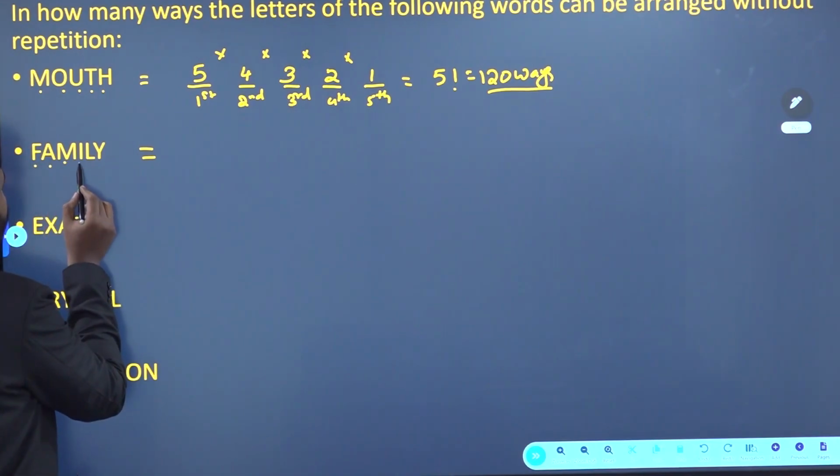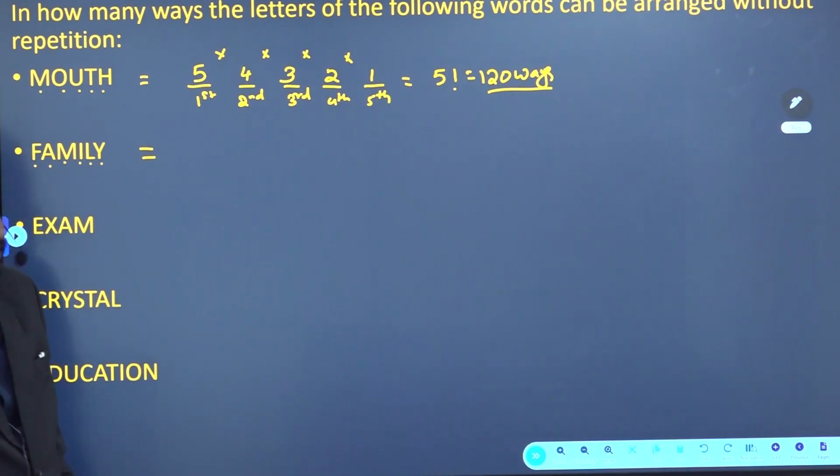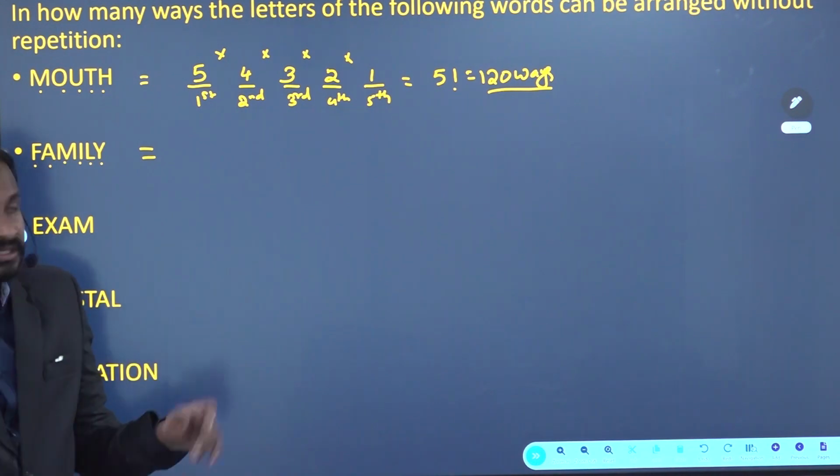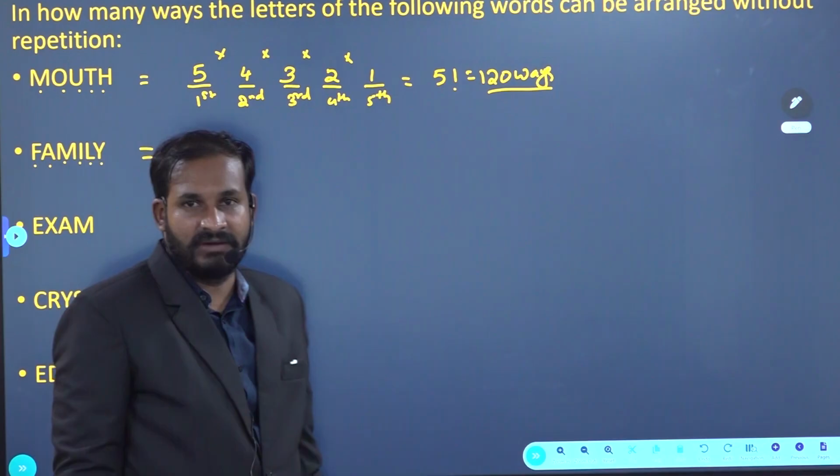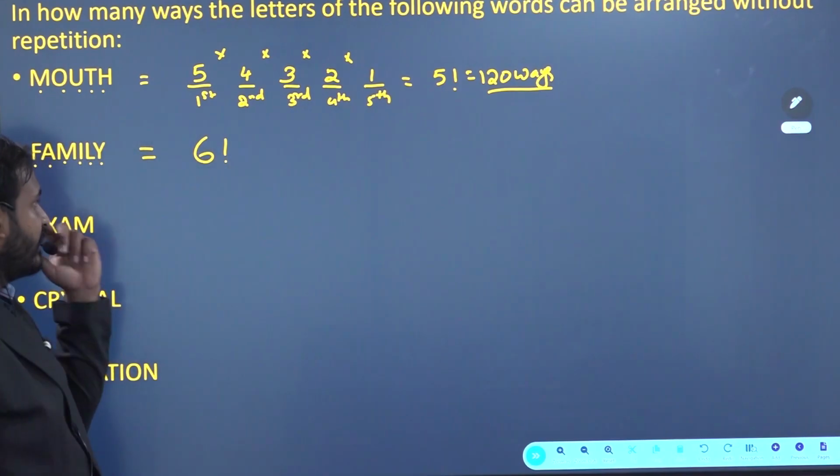1, 2, 3, 4, 5, 6. 6 letters are there and all the 6 letters are different letters. So no need to worry. Directly I can say that I can write them in 6 factorial ways.